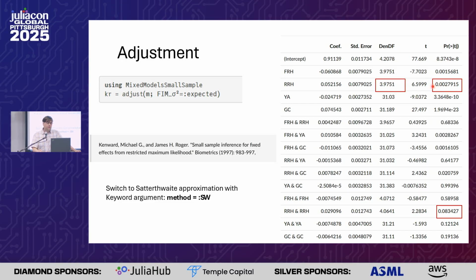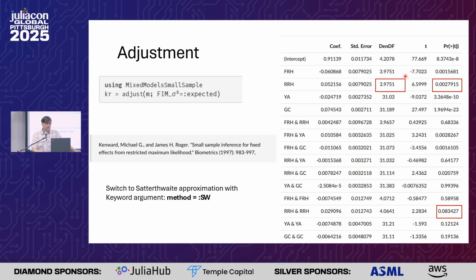But you might say, well, okay, that's still a very significant p-value. But if we look at this other p-value, it used to be 0.02, and now it's 0.08. So depending on what significance level you're testing at, this term now becomes insignificant.